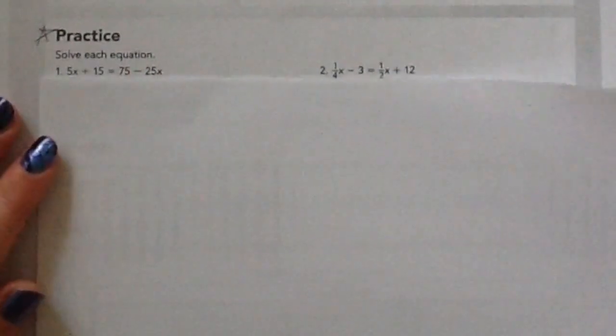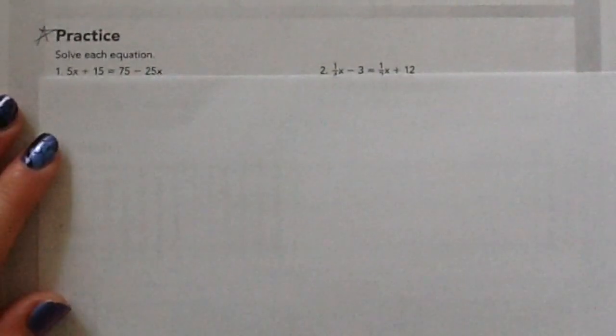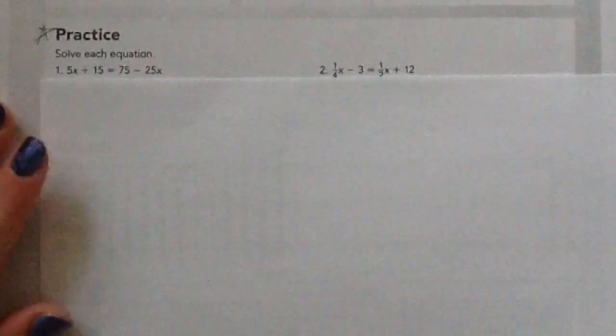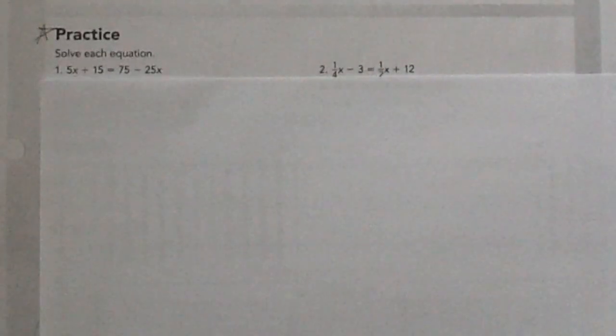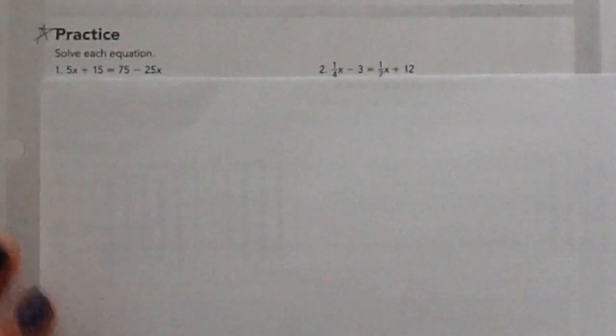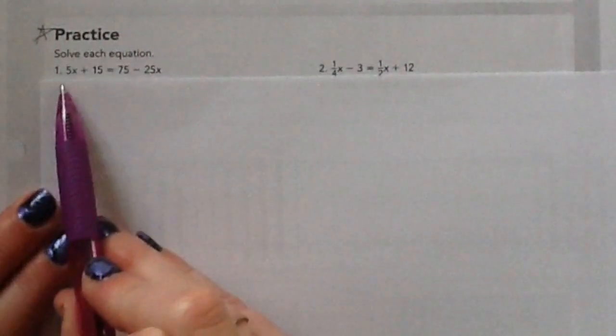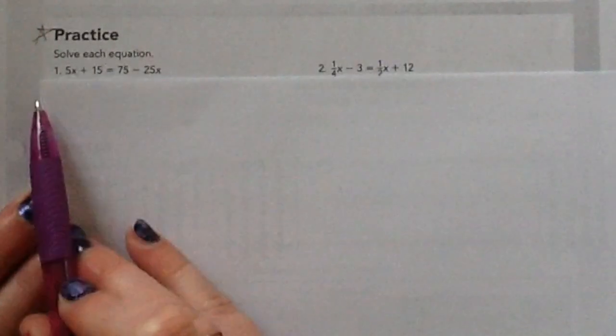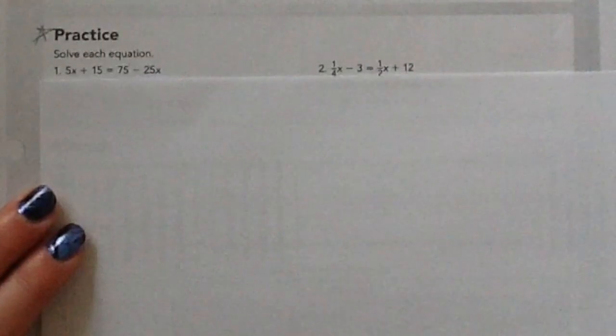So if we start with number 1, it says 5x plus 15 equals 75 minus 25x. So first thing, of course, we're isolating x, but we have two x's on either side, so isolating it on either side is not very helpful. We need to move them to one side. Now, we have a couple options. We can either subtract the 5x from both sides to move it, or we can add the 25x to both sides to move it. Either way is fine.